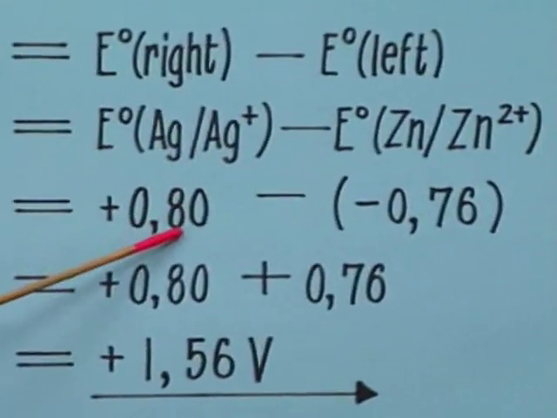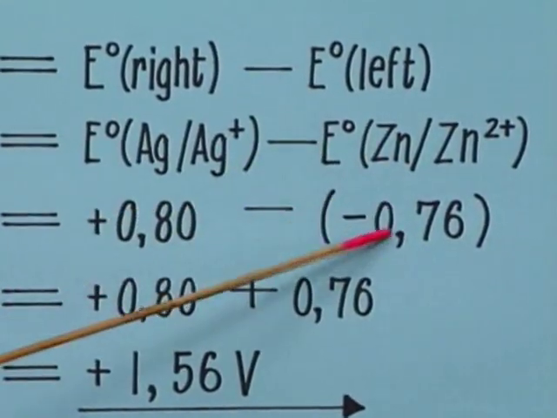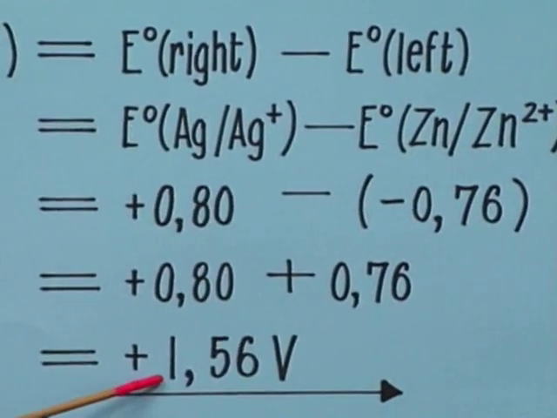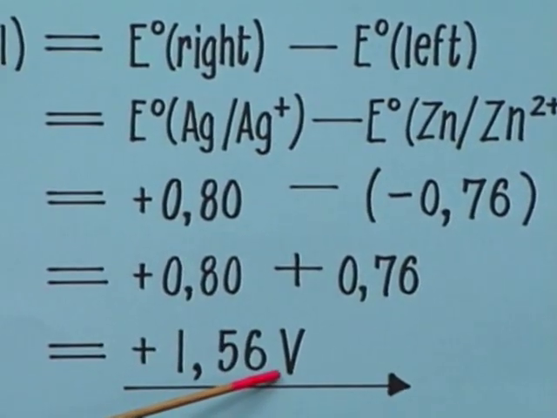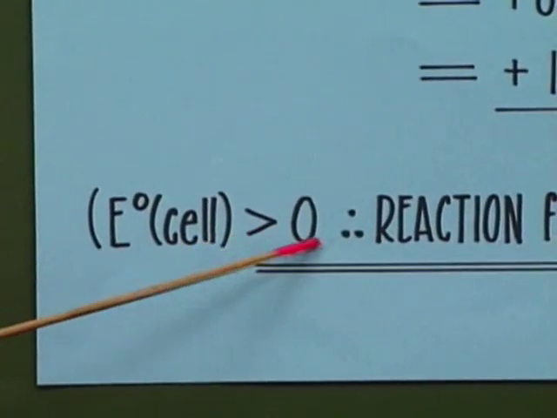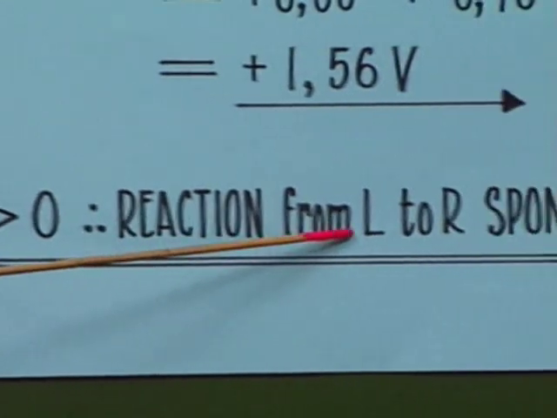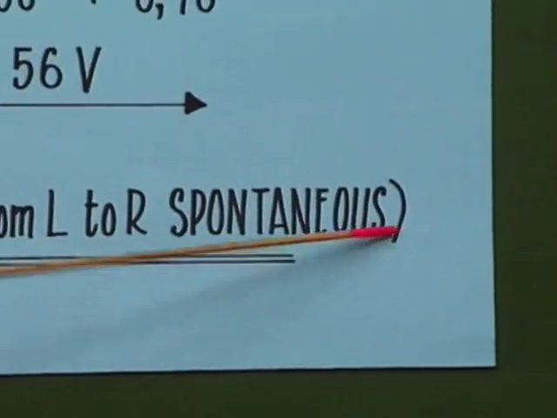When we substitute these values in our equation for the silver half cell and for the zinc half cell, we get a reading of plus 1.56 volts for the cell EMF. This value is positive, and when the cell EMF is positive, it always means that the reaction as written from left to right will be spontaneous.